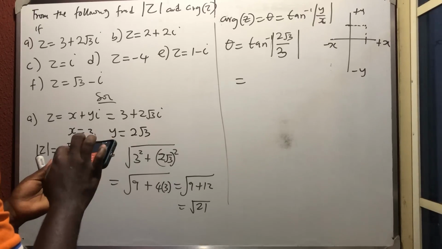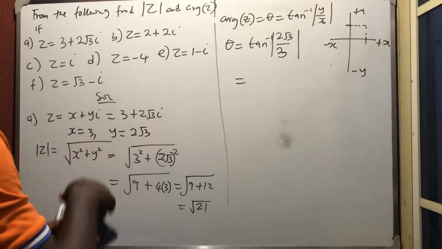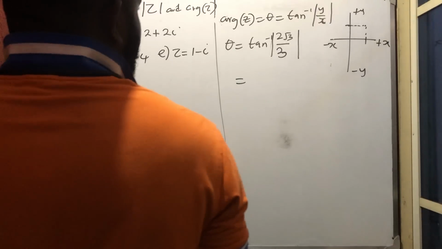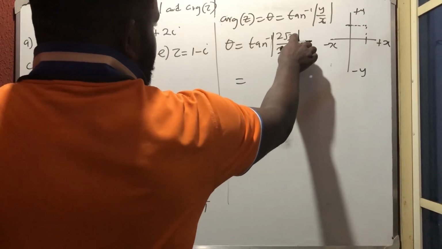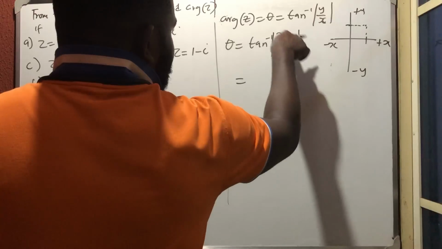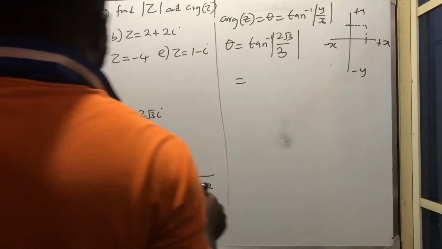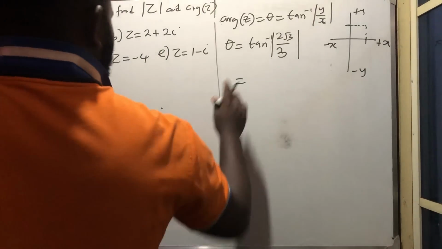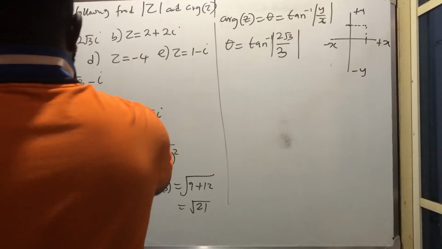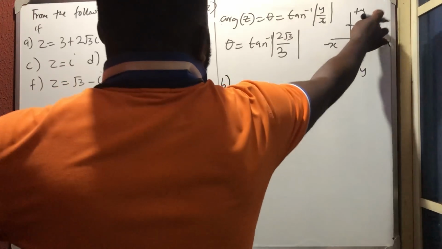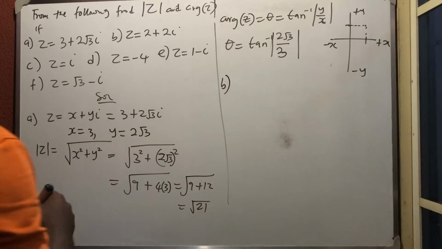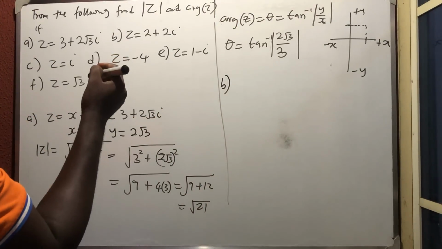Sorry, let me do it again. In fact, use your calculator and do it, please. Just do 2 root 3 divided by 3. Then do tan inverse of that, your answer. You get your modulus. Okay, so the next one, number B. The answer you are going to get must fall in the first quadrant, because they are all positive.